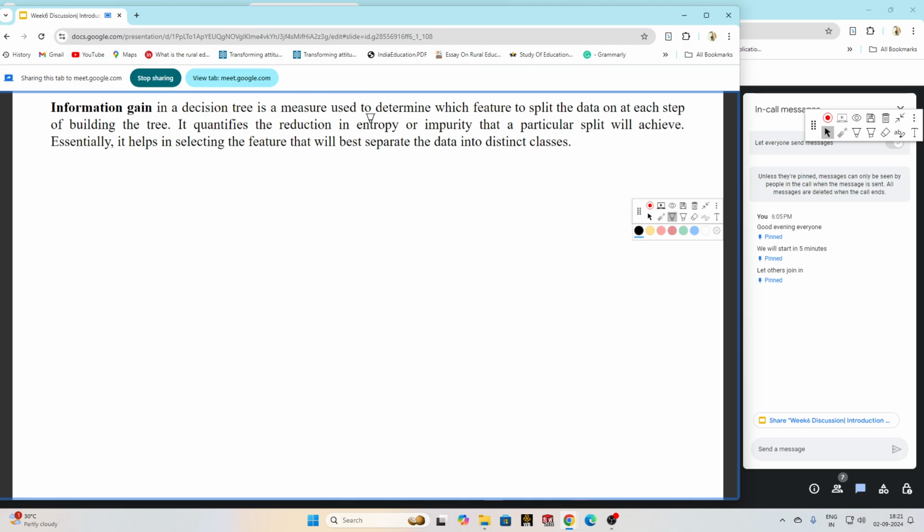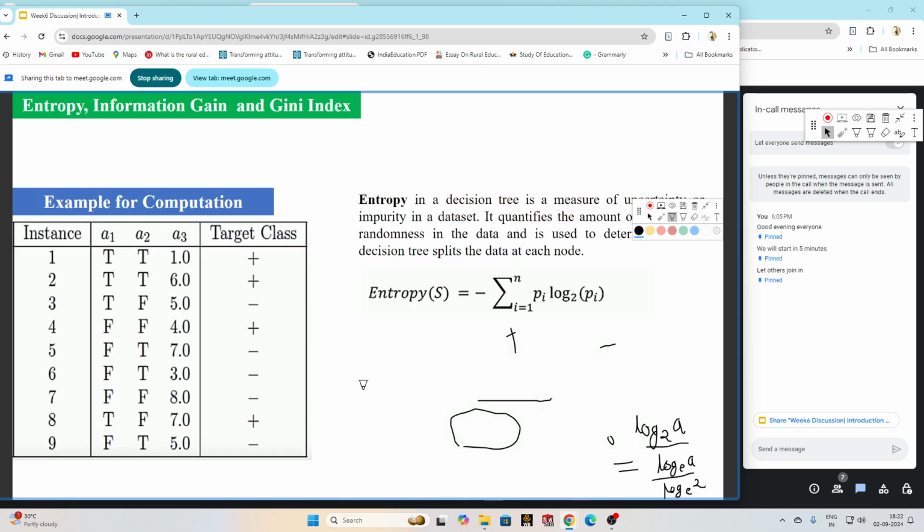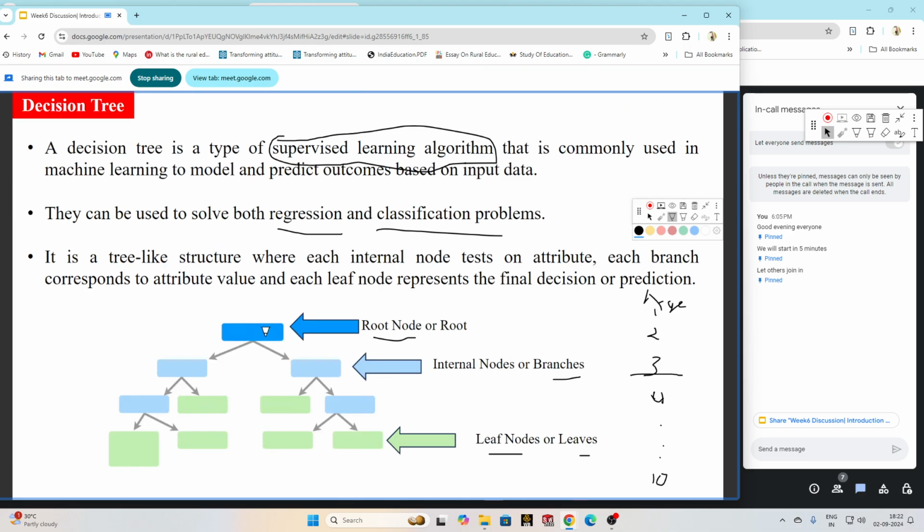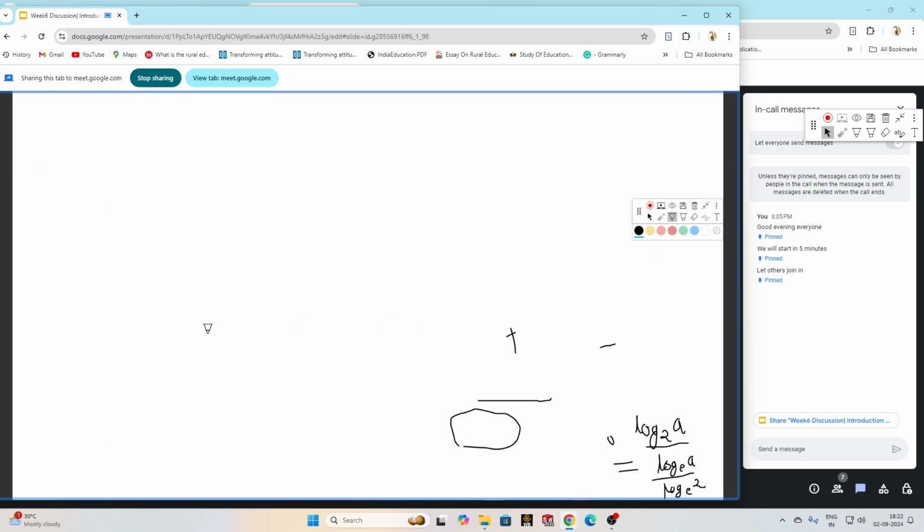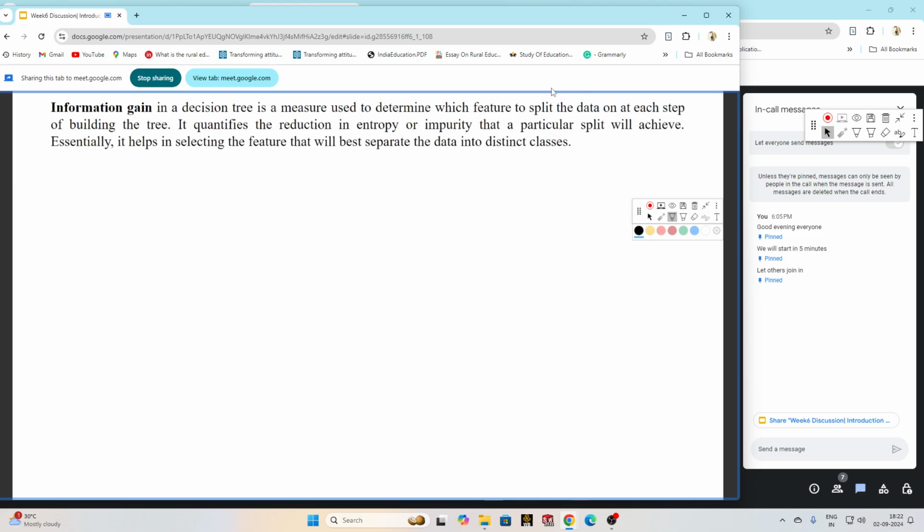Information gain in a decision tree is a measure used to determine which feature to split the data on at each step. Earlier I showed you a decision tree, and this is your root node. But if you have 3 or 4 inputs, how will you decide which input to use in the root node or any branch node? For that we have two parameters: one is information gain and the second is the Gini index. Right now we are talking about information gain.